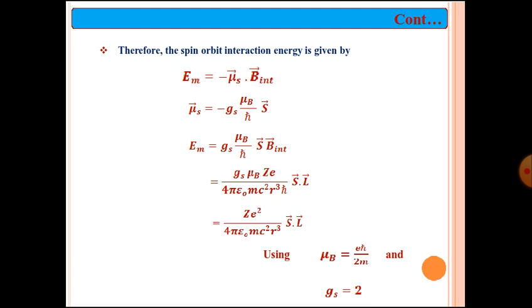Mu s equal to minus gs mu b by h cross s vector. We know already B int discussed. Then E equal to gs mu b by h cross s vector dot B int, equal to gs mu b Ze by 4 pi epsilon naught m c square r cube h cross into s vector dot L vector, equal to Z e square by 4 pi epsilon naught m c square r cube s vector dot l vector. It is used that mu b equal to e h cross by 2m and g is equal to 2.